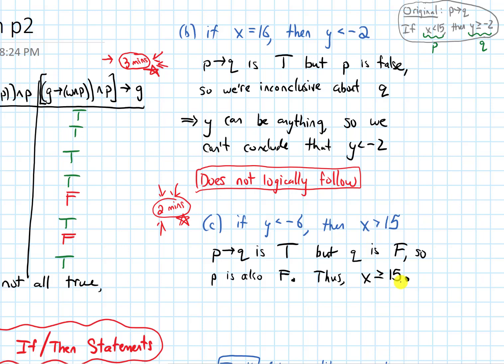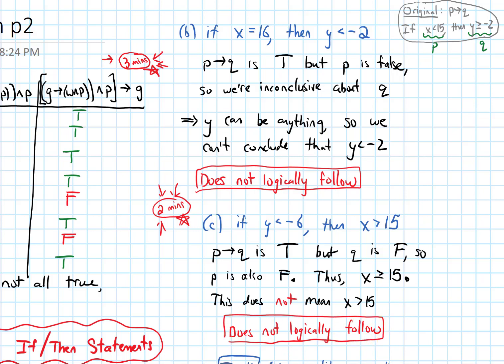So does that then let us say this conclusion, that x is greater than 15? Well, no, this does not. If x is greater than or equal to 15, that does not mean that x has to be greater than 15, because x could be exactly equal to 15. So we could not reach this conclusion that x is greater than 15. So again, this does not logically follow, unfortunately.